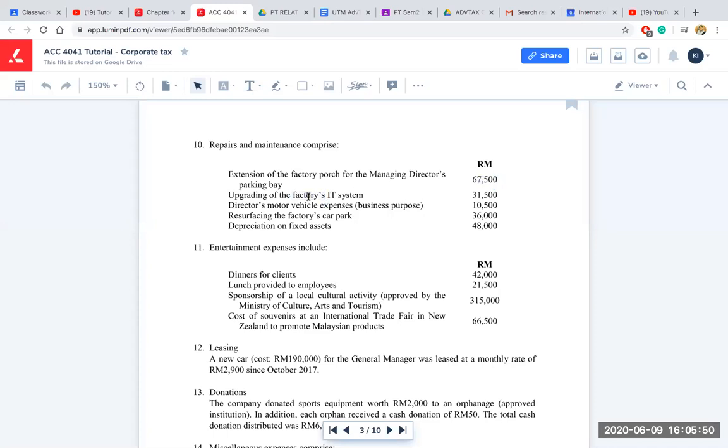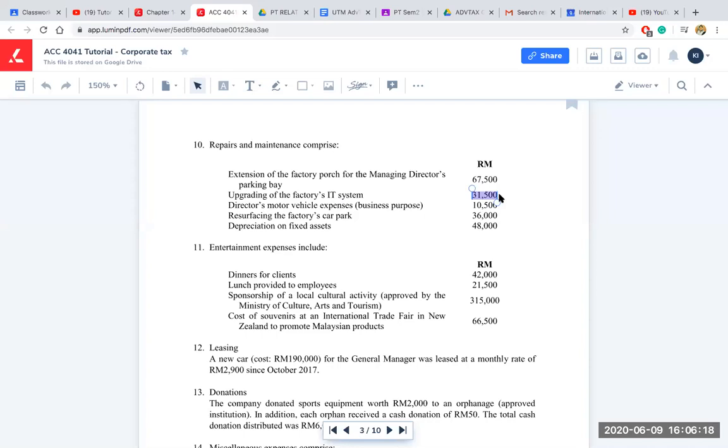Upgrading of the factory IT system. What do you think of this? It's capital in nature as well. Right? And then for IT, what would be the rate? Can you claim capital allowance? Yes, on the IT system. The rate is? Factory item. A factory IT system. What is this?